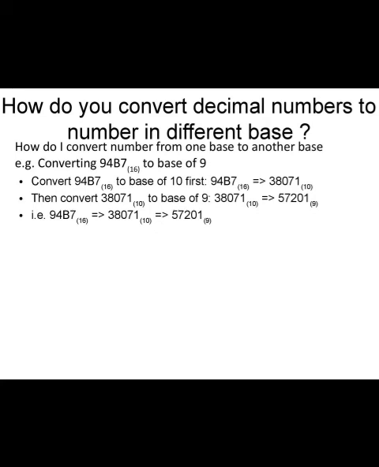So the hexadecimal number 94B7 is equivalent to a decimal number 38071. And in the next step, I'm converting decimal number 38071 into a base of 9. And the result is 57201. So the hexadecimal number 94B7 equals 57201 in the base of 9.